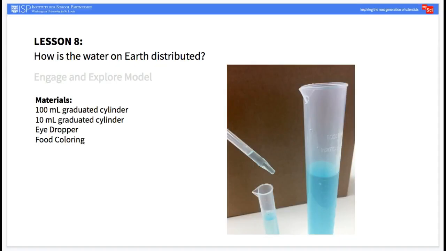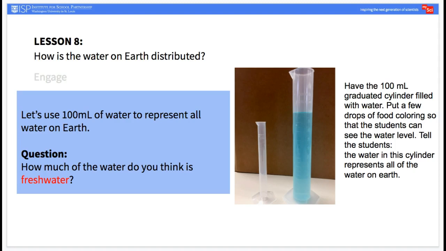To begin the lesson, students will observe a model of the world's water distribution using graduated cylinders, an eyedropper, and food coloring. This model will begin during the Engage and continue during the Explore. In the Engage portion of this lesson, students will observe 100 milliliters of water in the graduated cylinder and predict how much of the water they think is fresh water.